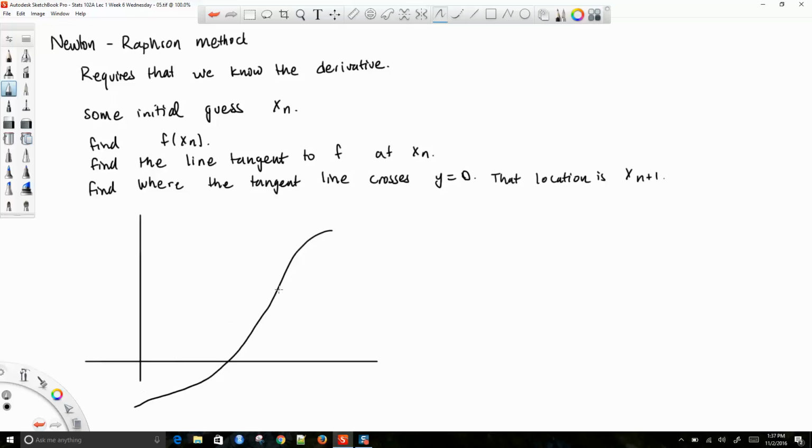Okay, so let's say, I'm really bad at drawing curves on this thing. Sorry, let me. Okay, so pretend this is smooth. Let's say this is our initial guess here, okay? So this will be our x sub n.